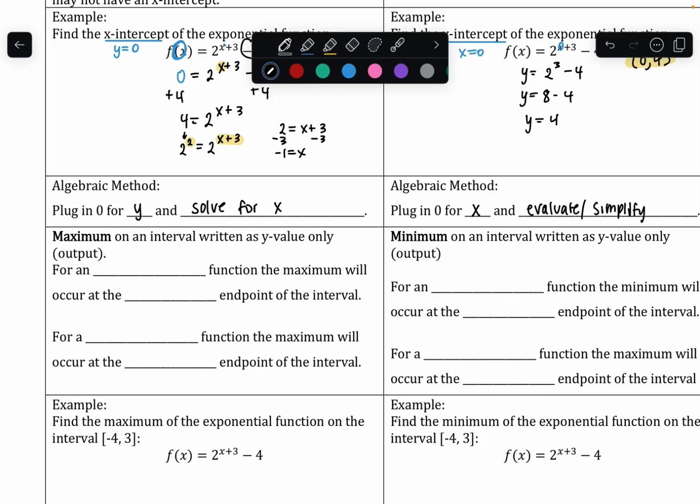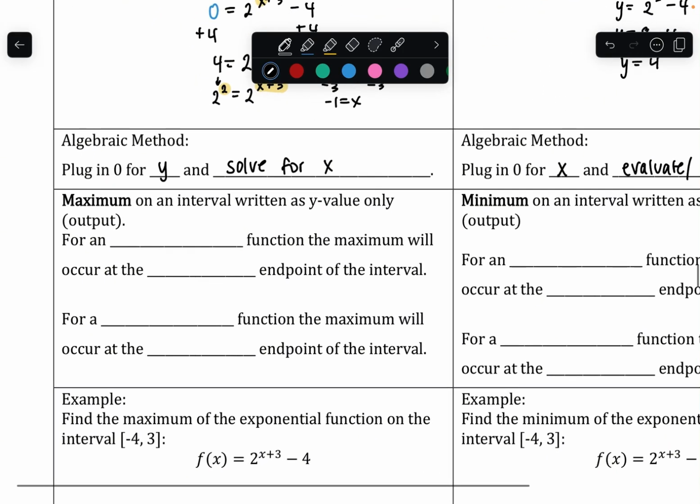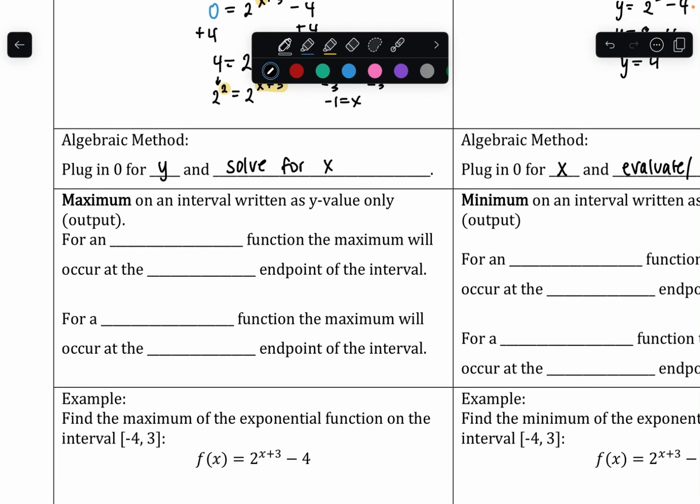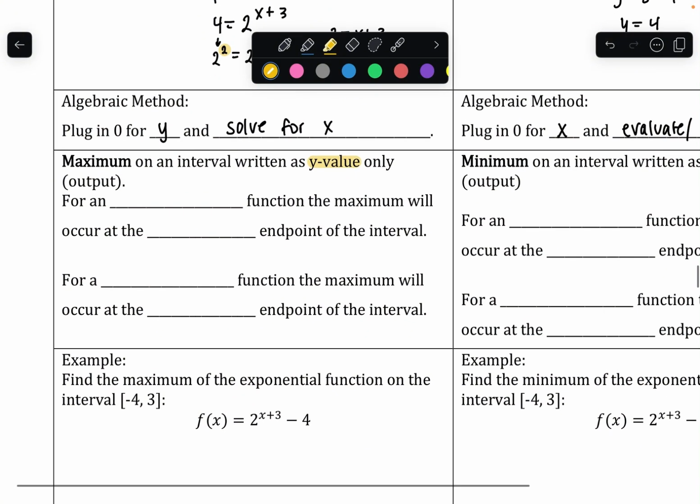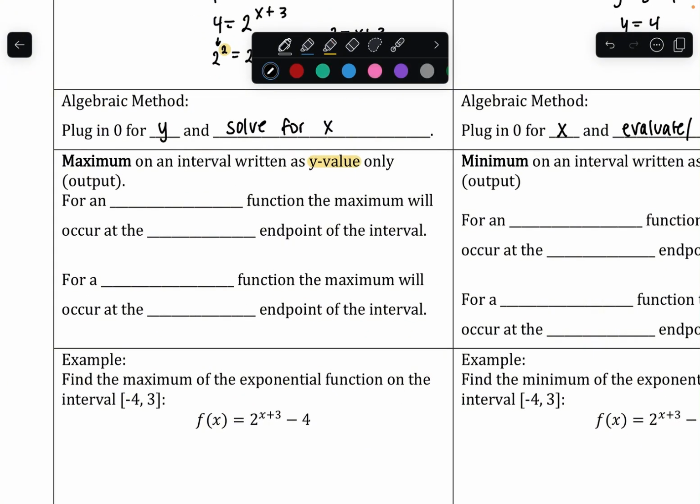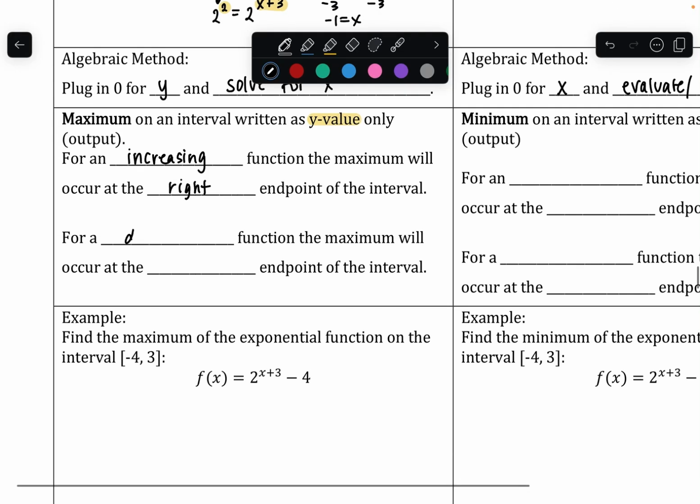Okay, so now we're going to talk about max and min on an interval. And so when you are trying to find a maximum, you always only write the y value, the output. Okay, and so for an increasing function, a function that is increasing from left to right, the maximum will occur at the right endpoint. Okay, for a decreasing function, the maximum will occur at the left endpoint.